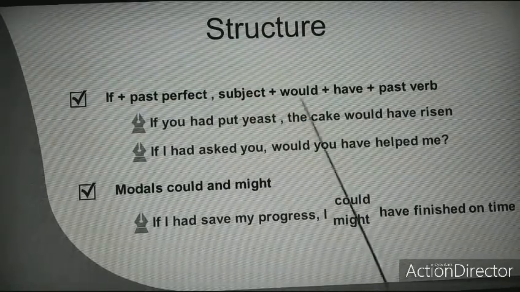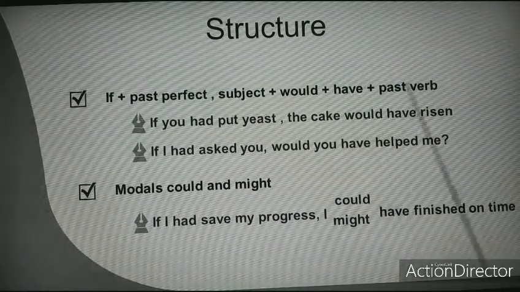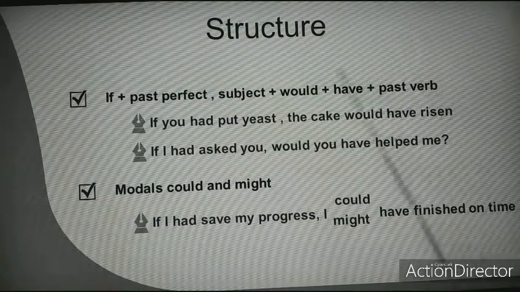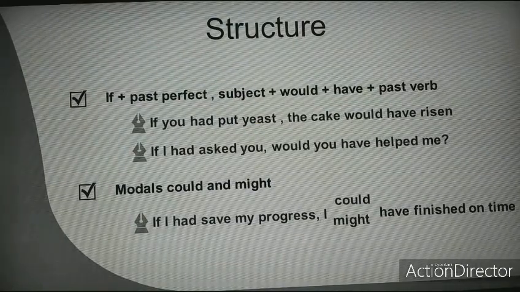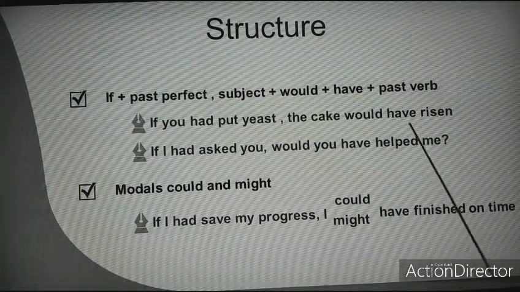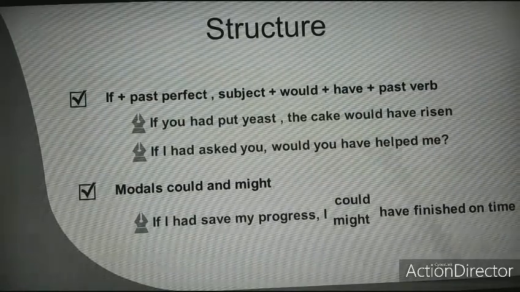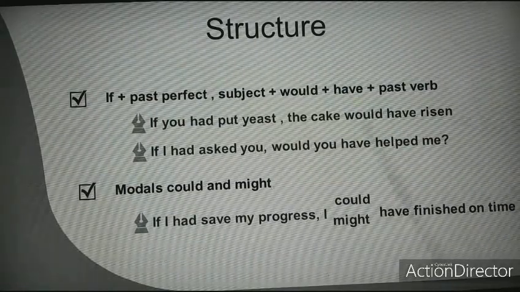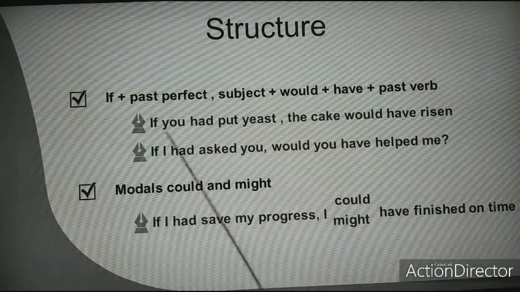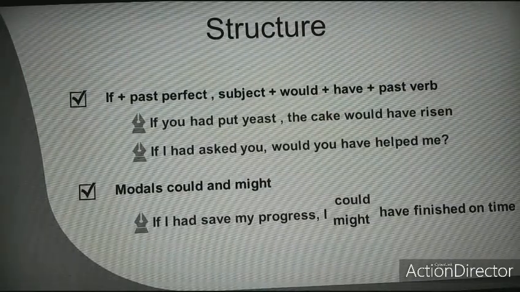So then we have the subject, the cake, then the modal would, because it's something that could have happened. Then we have the auxiliary have, and the past participle risen. So the cake would have risen. So this is the situation that didn't happen, and this is the possible result if it had happened. To complete: if you had put yeast, the cake would have risen.